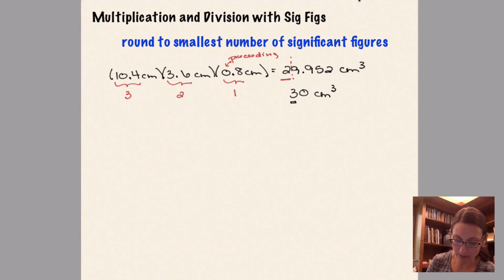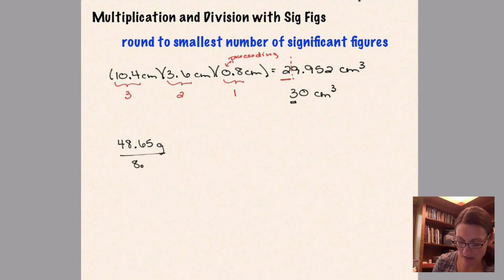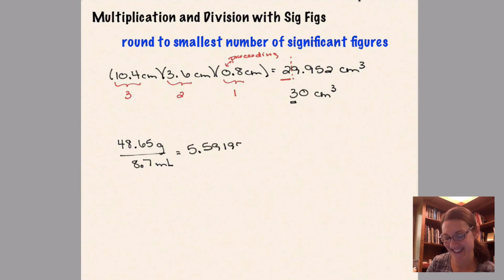For division, it's very similar. So you'll take your two numbers. So let's say we're calculating a density of something. So I've got 48.65 grams of that material, and it occupies 8.7 milliliters of space. My calculator tells me this is 5.59195, but you don't actually know that much information about it. If you were to write that down, you would be misleading someone, thinking that you actually knew that measurement to a much higher degree of precision than you actually did.